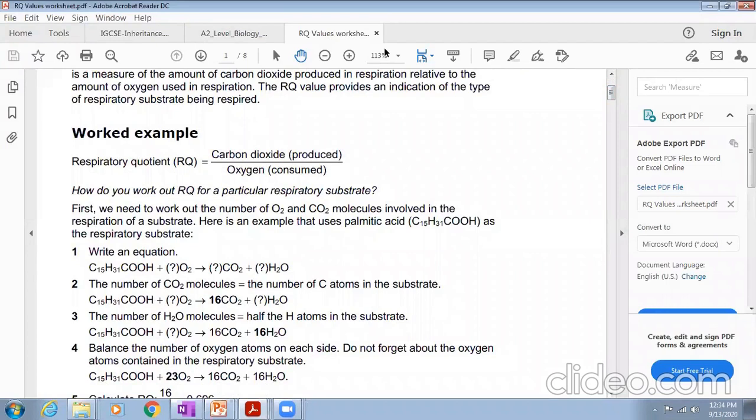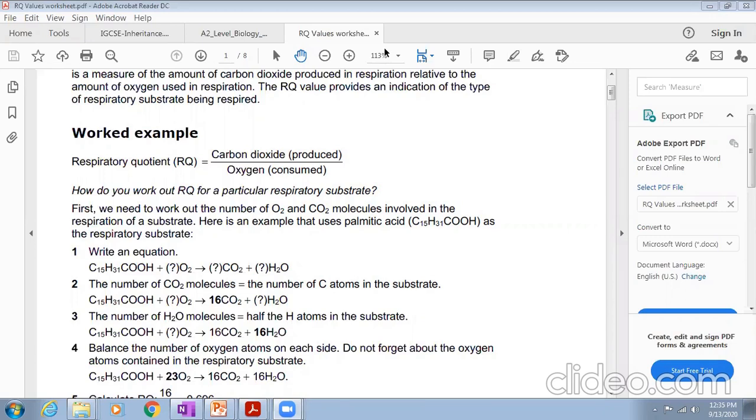Let me ask a student. Okay, Muhammad Khalid Jara, what is your value? For B, oleic acid. 0.7. Okay, what did you do? What did you divide by what? 18 over 25.5. Good, good.